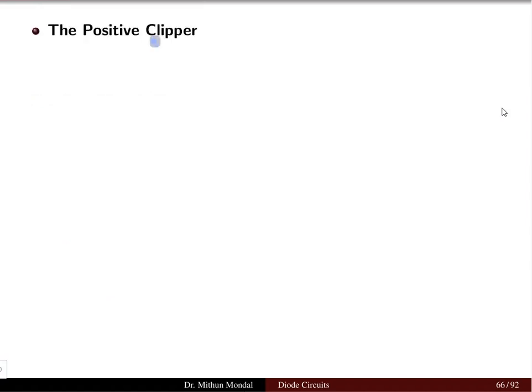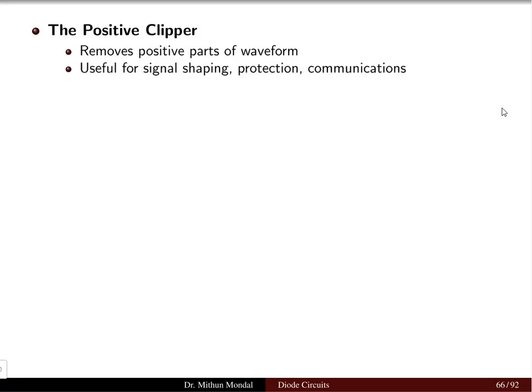We will see the clipper circuit, first the positive clipper and then the negative clipper. So what is the meaning of clipper? In the positive sense, it removes the positive part of the waveform. So a negative clipper will remove the negative part and a positive clipper will remove the positive part. It is generally useful for small signal shaping, the protection of circuits, and in communication circuits.